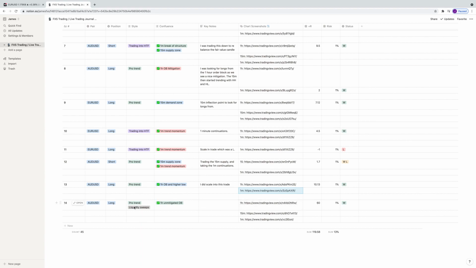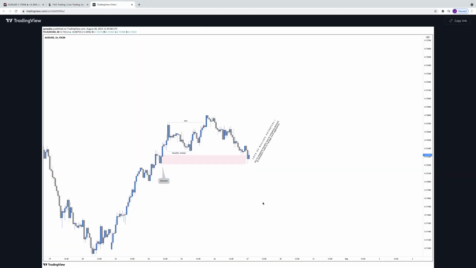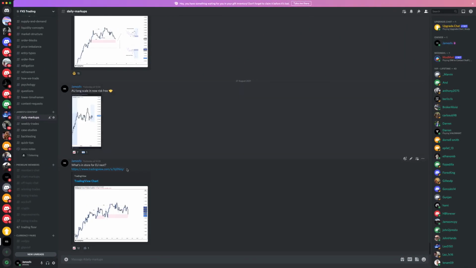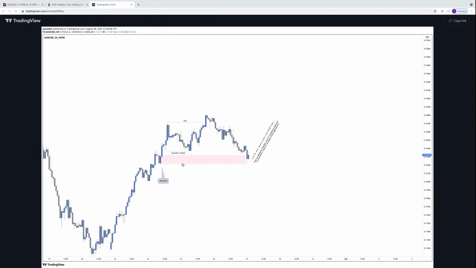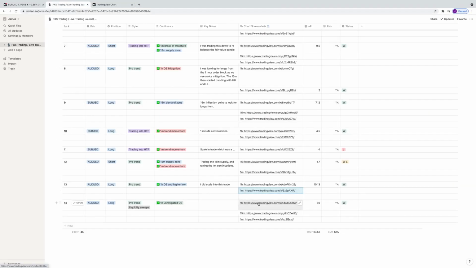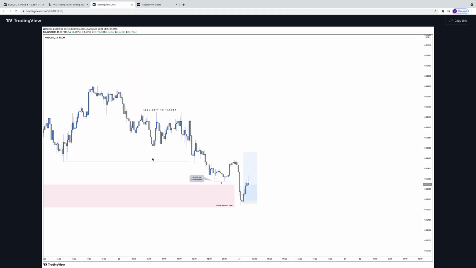So pro trend, liquidity sweeps, AU long, 1 hour unmitigated OB or demand zone, hourly time frame. We can see what I just covered on Discord from this here. We can see we tap in, we take liquidity, very, very simple stuff. We can go to a 15 minute, see what that's looking like. And we have liquidity from equal highs up here to target, and 15 minute inducement from these equal lows.